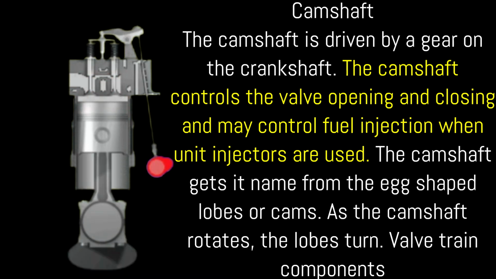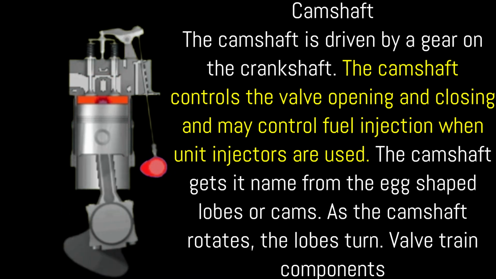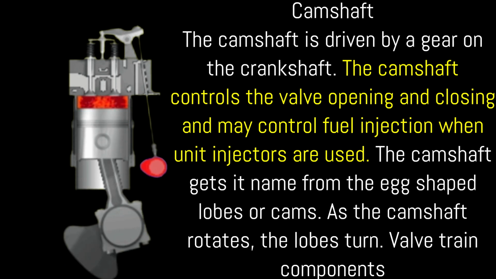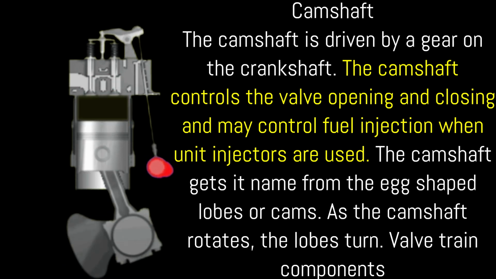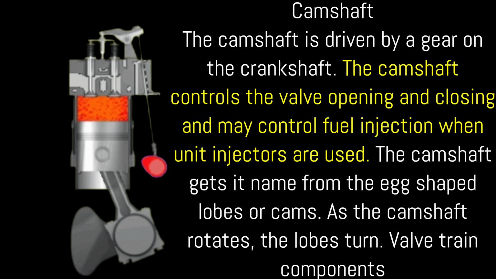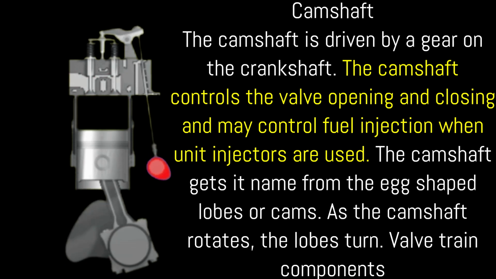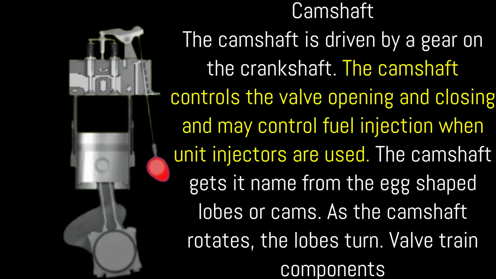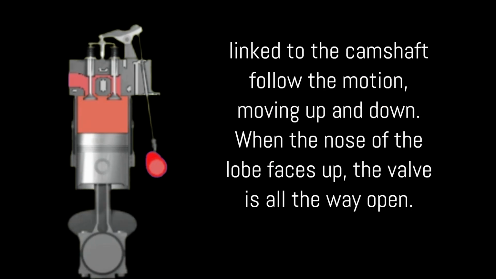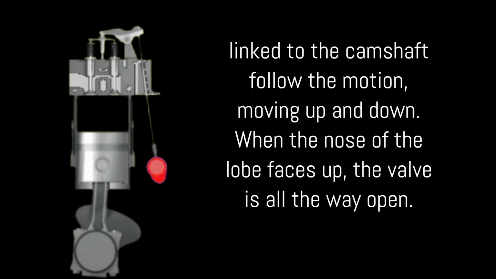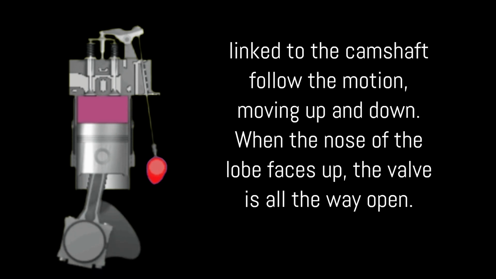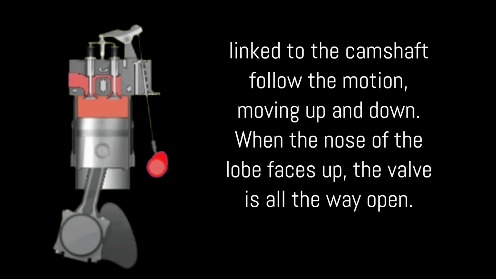Camshaft. The camshaft is driven by a gear on the crankshaft. The camshaft controls the valve opening and closing and may control fuel injection when unit injectors are used. The camshaft gets a name from the egg-shaped lobes or cams. As the camshaft rotates, the lobes turn. Valve train components linked to the camshaft follow the motion, moving up and down. When the nose of the lobe faces up, the valve is all the way open.